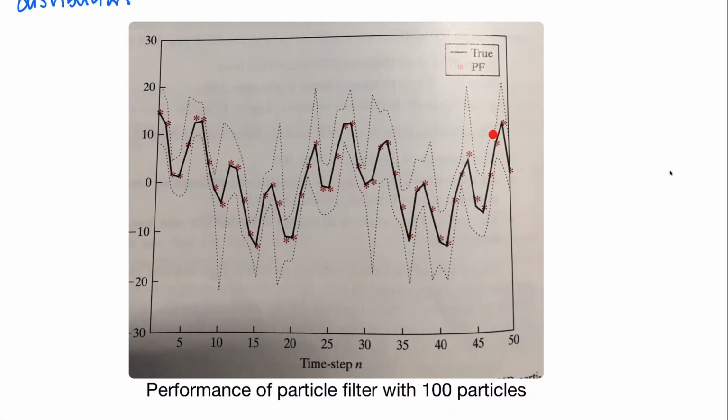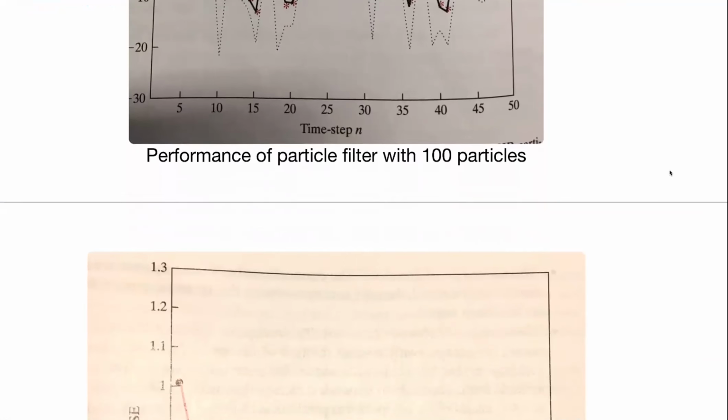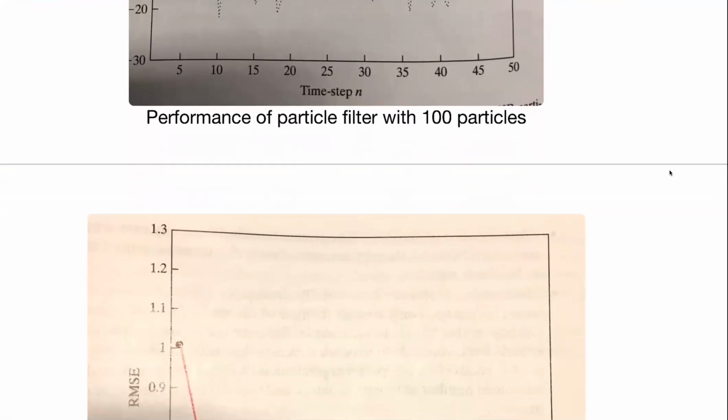The dashed line is the maximum and the minimum of the generated particles. So you can see that the particles it generates out of 100 different samples may not be exactly on the dot of the true value, but the average of them should be close to the true value.